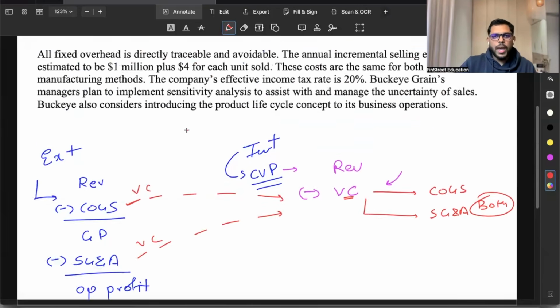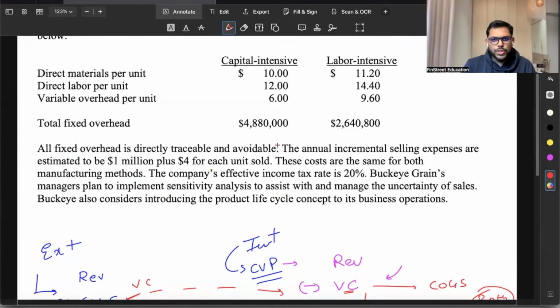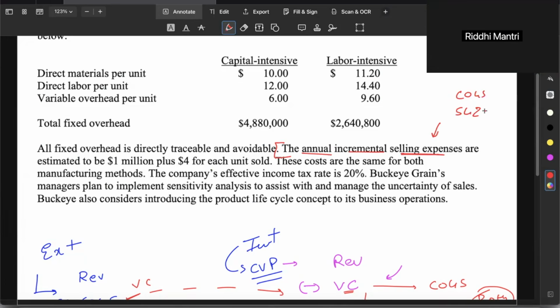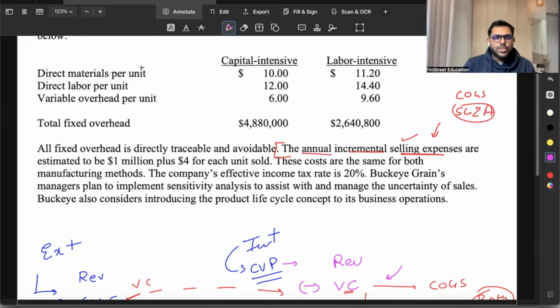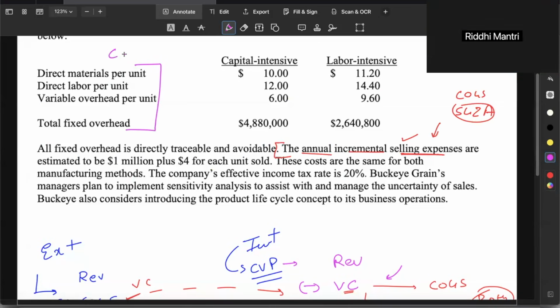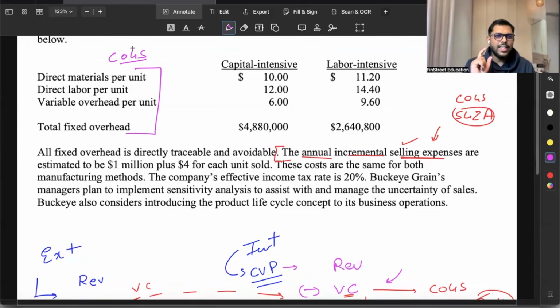Now going back to this line, I want you guys to focus on this line. The annual incremental selling expenses. Selling expenses कहाँ पे जाता है? Is it COGS or is it SG&A? SG&A. Perfect. This is SG&A. Next, ये जो part है पूरा, what is this? Is it COGS या SG&A? COGS. Perfect. So I hope you guys are getting a hint what I'm going to. ये जो VC है, and in this line as well, you have 1 million plus $4 per unit.